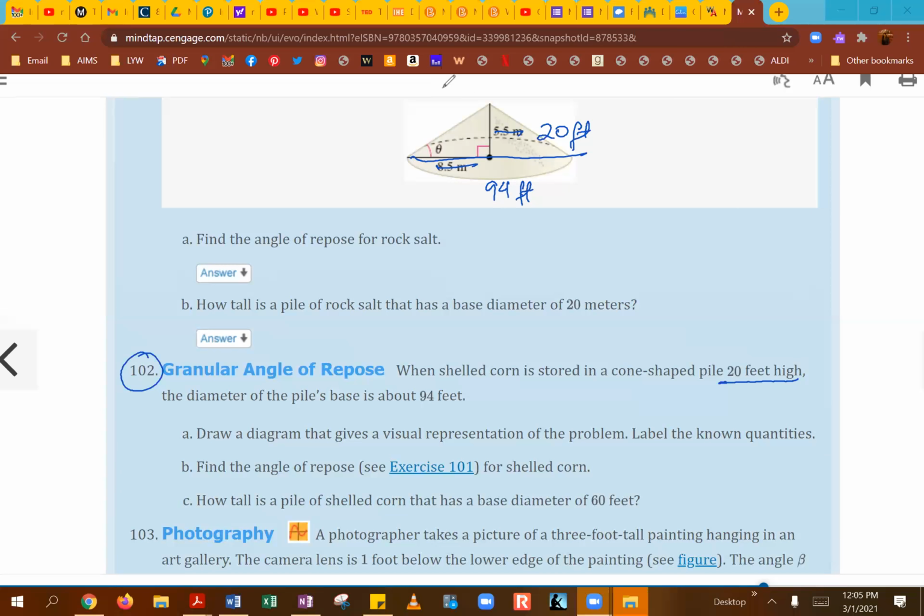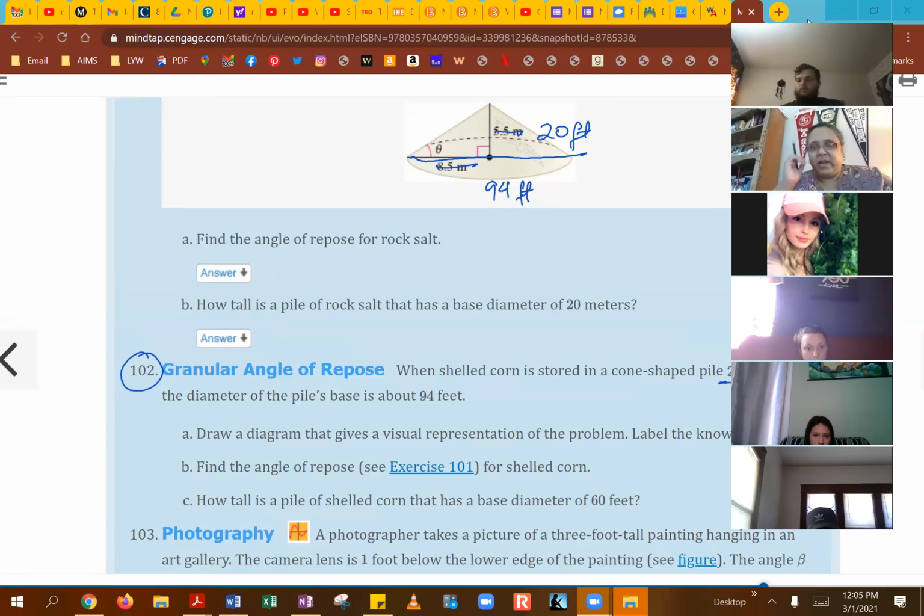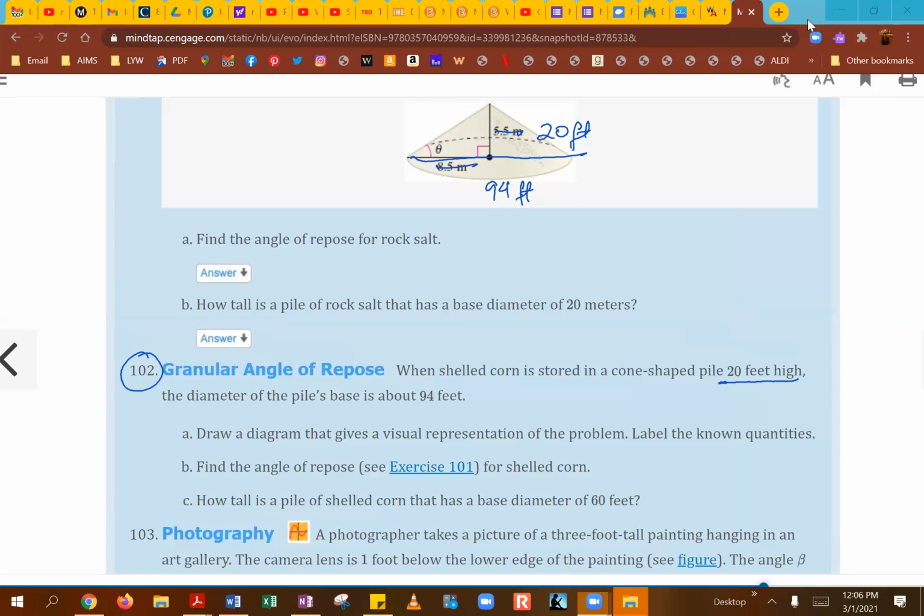The arctangent function, Abdulaziz. Okay, so how will you set up your equation? The height of the pile divided by the radius. Okay, let's take a look at this.